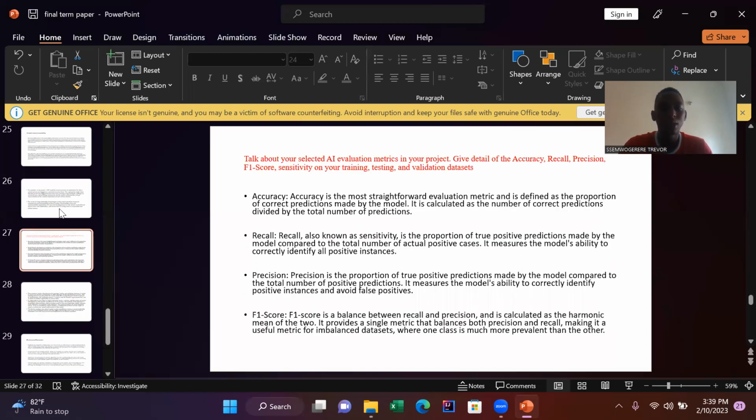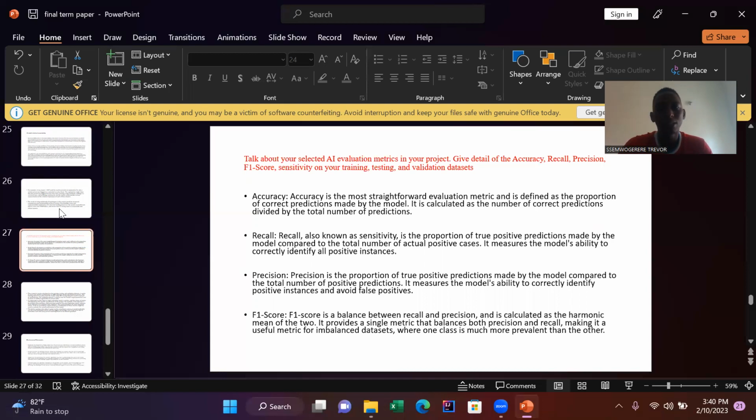We talk about the evaluation metrics I'm using. I have the accuracy to show that my project is accurate, 99% or 100%. Then the recall: my AI project should have a higher recall, because it has to recall the people it saw before, so it can relate with the data set it was trained with.